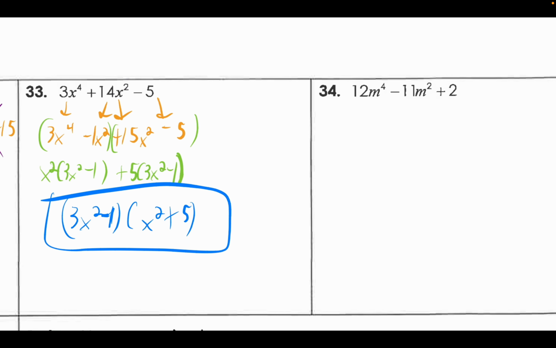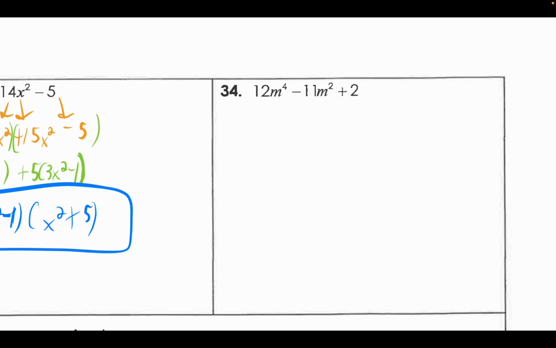Number 34, no GCF between these three terms, so I'll go ahead and make my X. At the top is 12 times 2, which is 24. At the bottom is negative 11. And I end up getting negative 8, negative 3. And we end up getting 12m to the fourth minus 8m squared minus 3m squared plus 2, as I rewrite my first and last terms and split my middle term into 2. And I'll group the first two together, the last two together, taking this negative with the 3m squared.